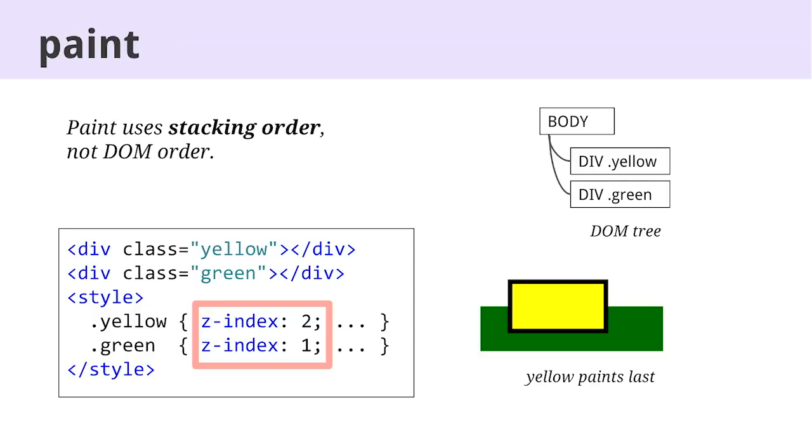It's important to paint elements in the right order so that they stack correctly when they overlap. So paint uses something called stacking order, which is a little different from DOM order because it can be controlled by a style property called z-index. So in this example, the yellow box comes first in DOM order, but paints after the green box, so it appears on top.